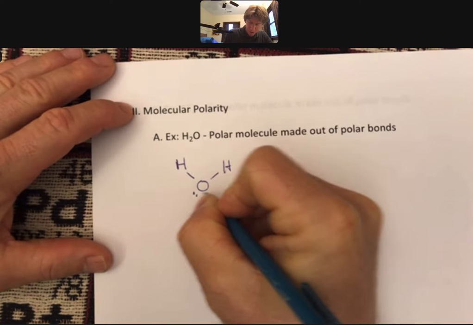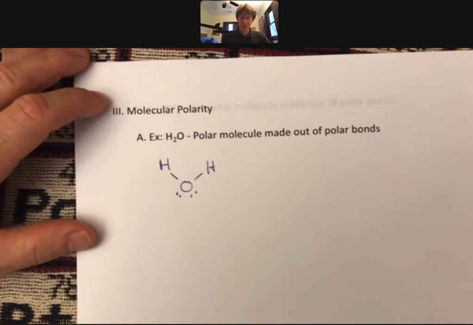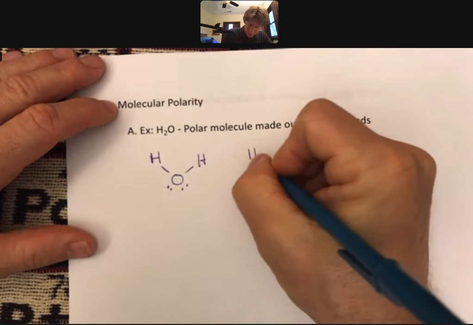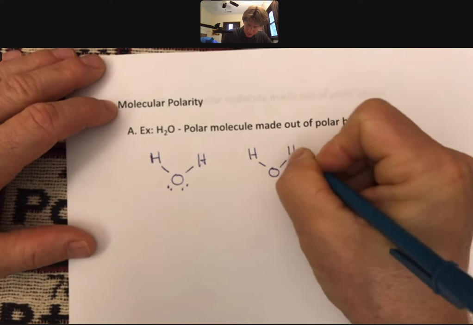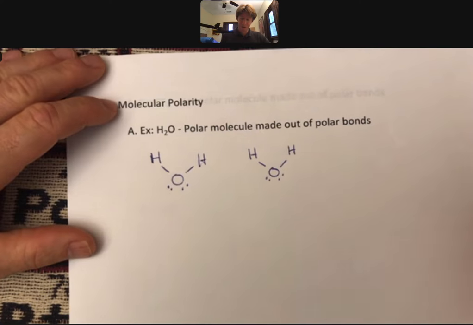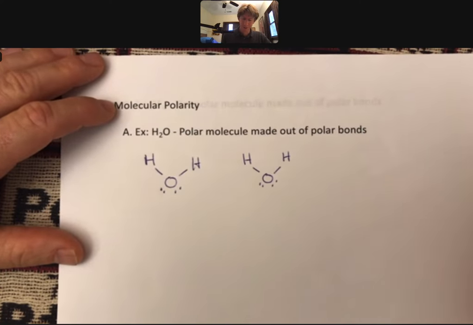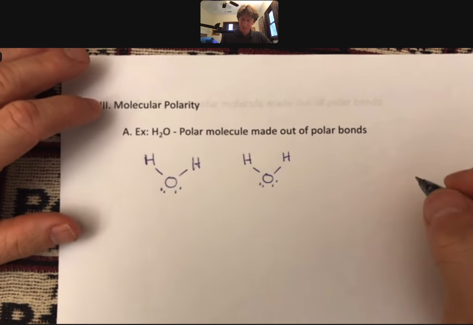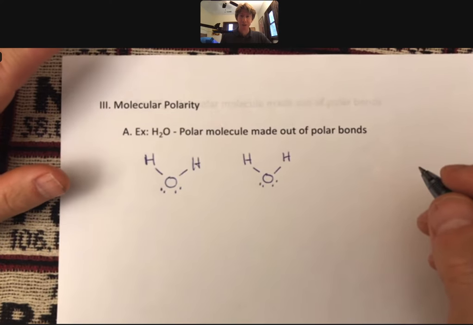So there is a water molecule. I want to draw it very evenly, so I'm going to draw it again. I think that's a little better. Okay, so there's a water molecule that's approximately parallel to the page, even though the page is crooked there. There we go. And it is a polar molecule. It is made out of polar bonds.